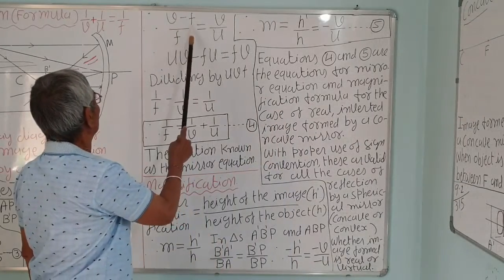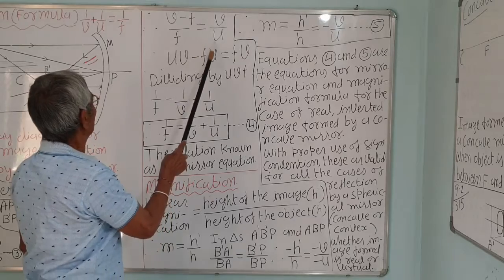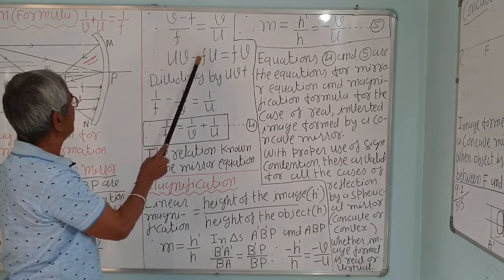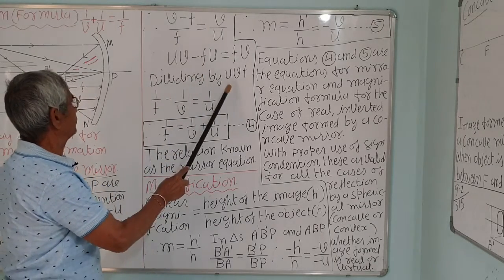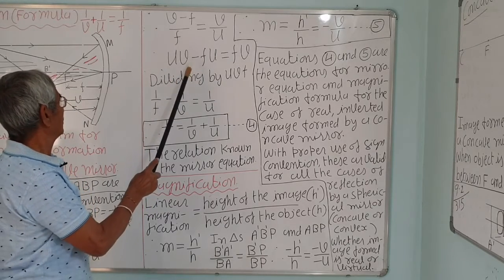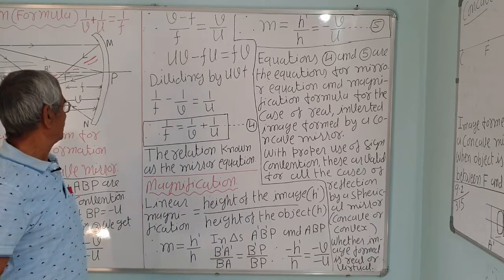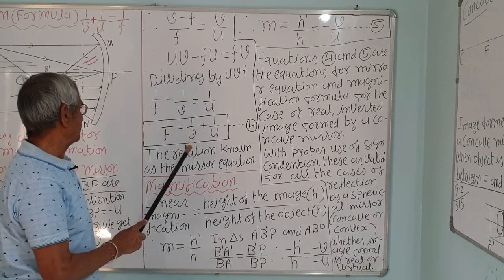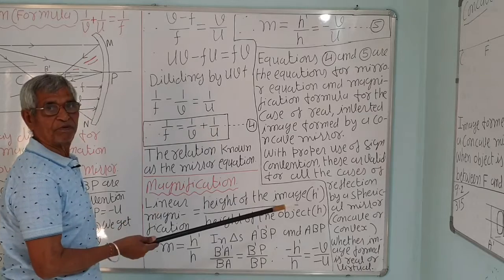So V minus F upon F is equal to V upon U. Correct? So cross multiplying, UV minus FU is equal to FV. Dividing by UVF, we get 1 upon F minus 1 upon V is equal to 1 upon U. So take this term on this side: 1 upon F is equal to 1 upon V plus 1 upon U. Or you can write 1 upon V plus 1 upon U is equal to 1 upon F.